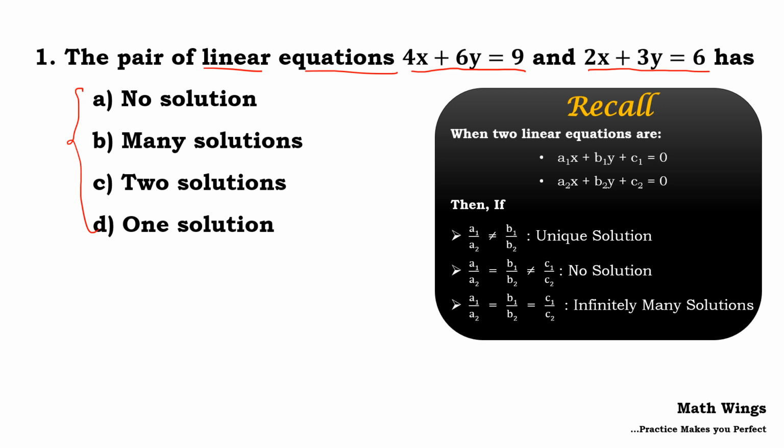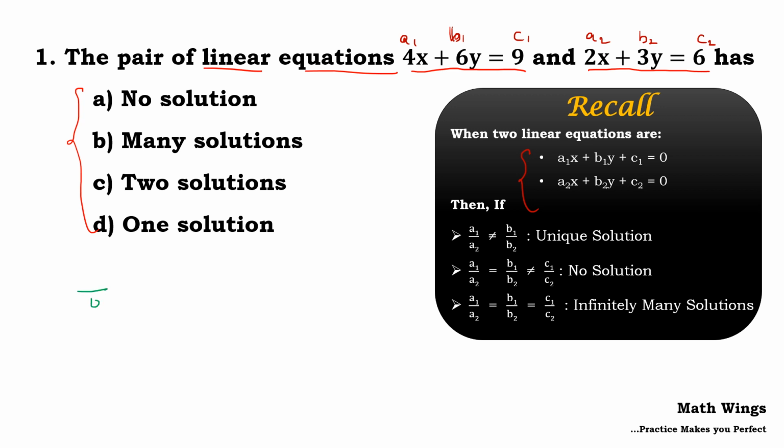By comparing the ratios of the coefficients of the variables x and y as well as the ratio of the constants. If you observe, when we compare the given equations to the standard form, we have a1, b1, c1 and a2, b2, c2. If we compare the ratios, we can see how many solutions the two equations will have. Therefore, let us compare the ratios.